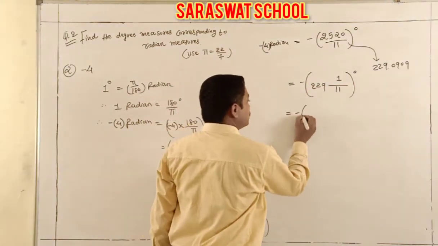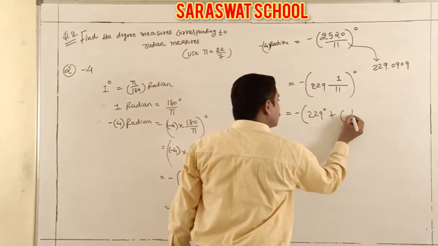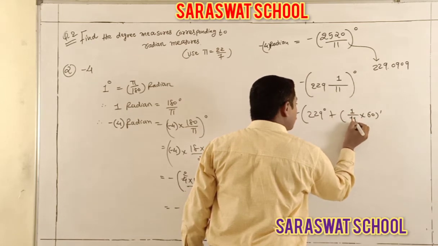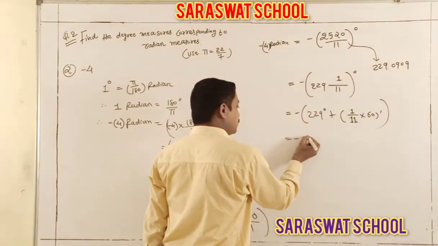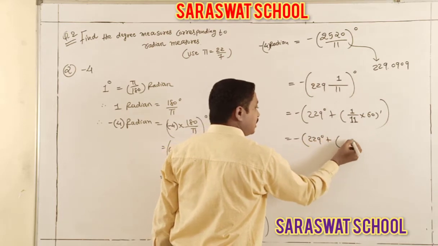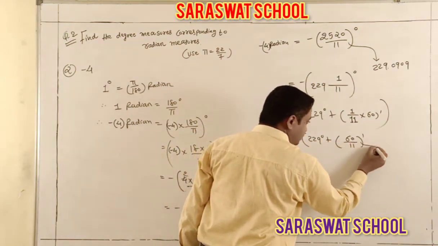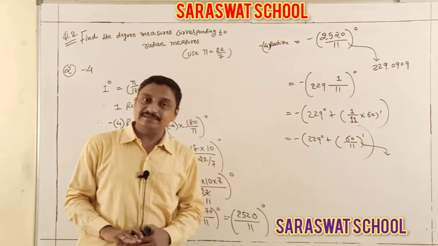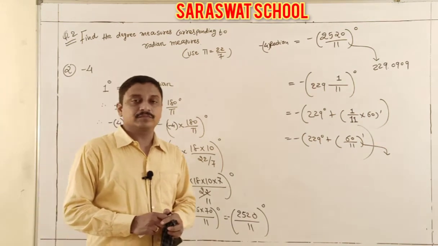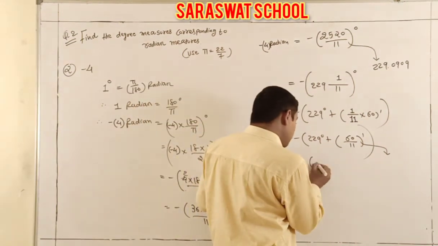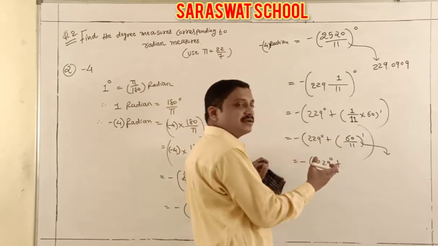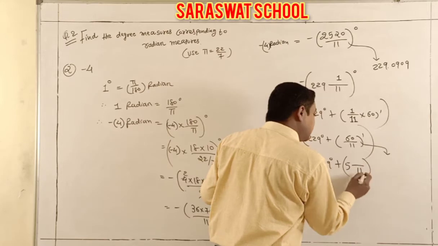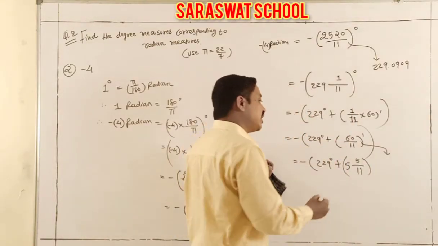So my value is 229 degree plus 1 by 11 into 60 minutes. That's your value. So finally 229 degree, here 60 by 11 minute. Students, calculate 60 by 11 again by using the calculator. This value is 229 degree plus, easy to calculate: 11 5s are 55. So here 5s are, here 11s are. 11 5s are 55. You get only 5 minutes.